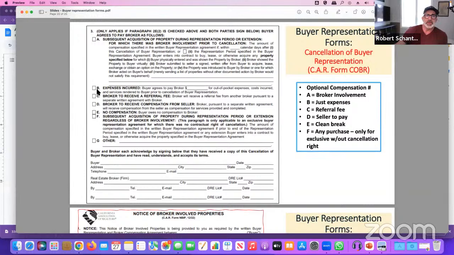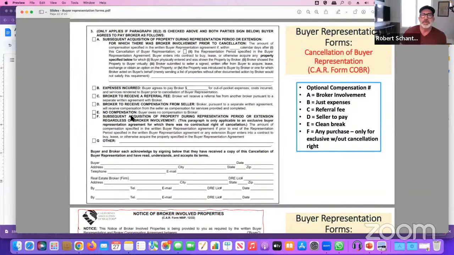Item B is expenses incurred. Perhaps the buyer can pay the broker certain out-of-pocket expenses. Maybe the agent paid for the person to fly into town, so airplane fare. Yeah, there could be some expenses like that that a buyer's agent might have forwarded. It's a little bit of an unusual circumstance, but that would be what 3B would be for.